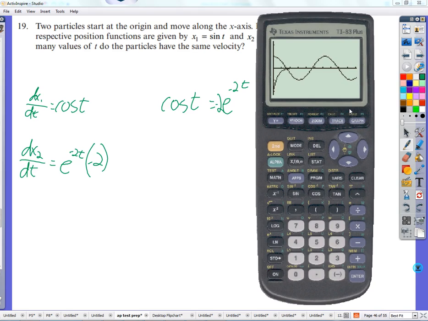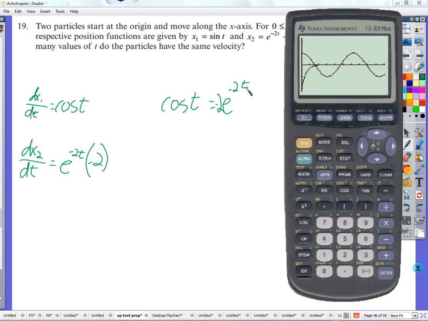Can we check? Yeah, we're setting them equal to each other. We're trying to figure out what value of t gives us the same v. Right? Well, this value of t gives us the same v. For that time t, they have the same velocity. When they intersect, they're equal to each other. Right? Because what we get out of this is the vertical value, the y value. This is the y value of this function. So to solve for t, we just find where they intersect.